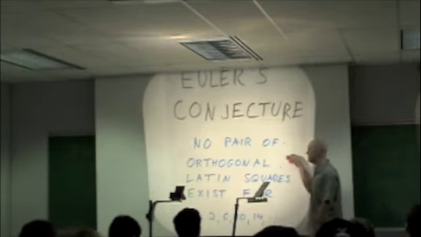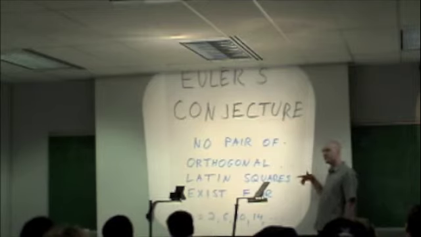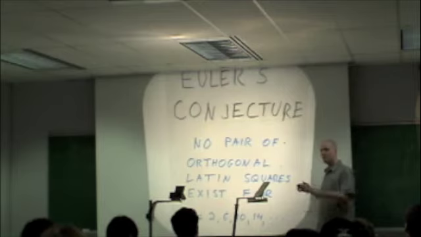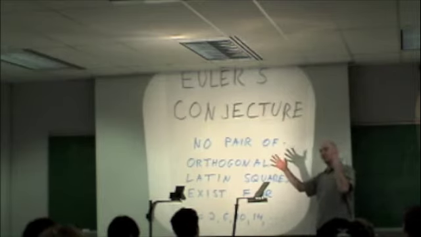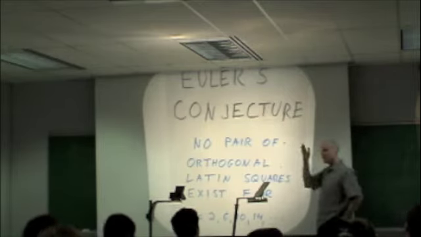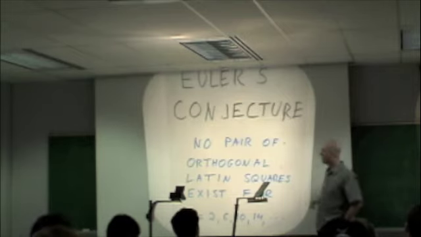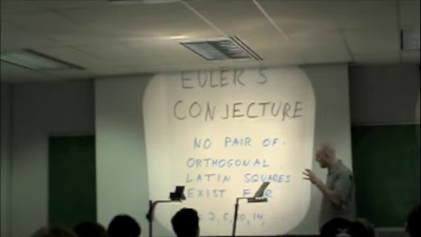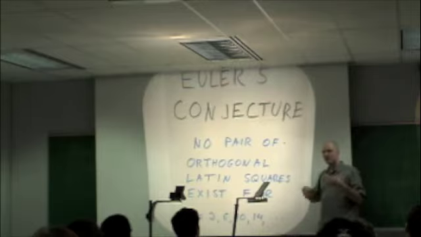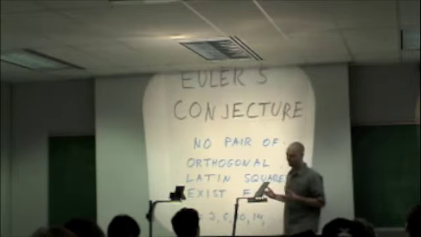And he called them Greco-Latin squares, but today we call them orthogonal Latin squares, a pair of orthogonal. Pair is, one is the numbers, one is the colors, that's the pair. And orthogonal is this condition, this Sudoku condition. So he said, you know what, I think they don't exist for 2, 6, 10, 14, 18, and so on.